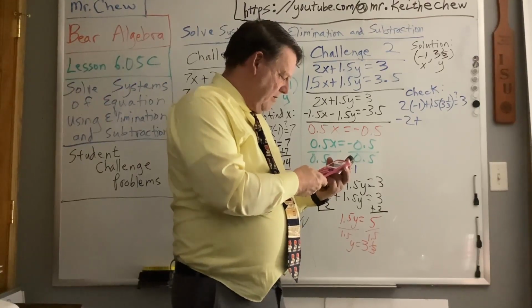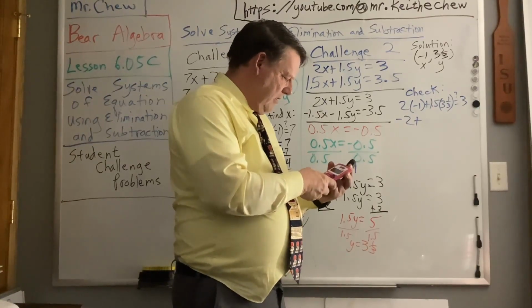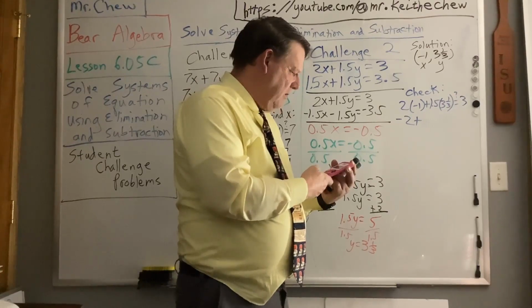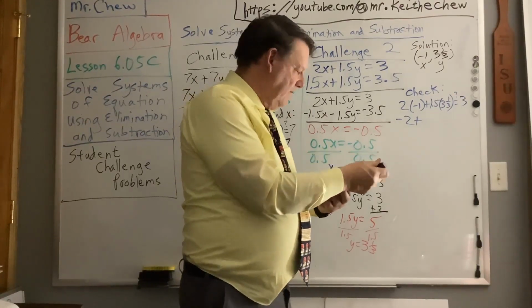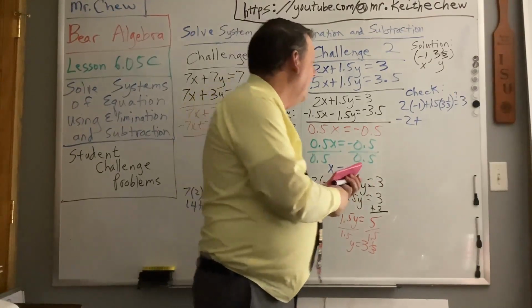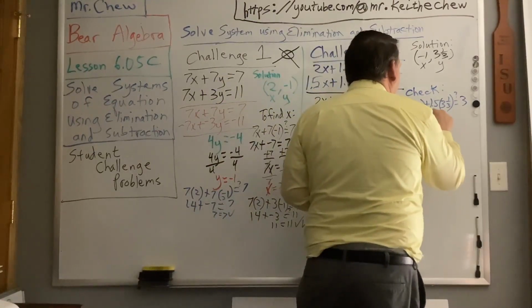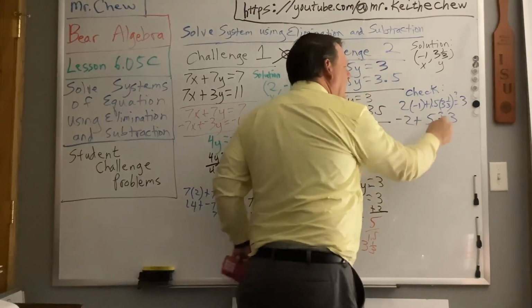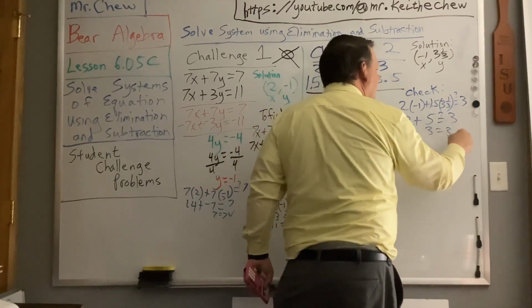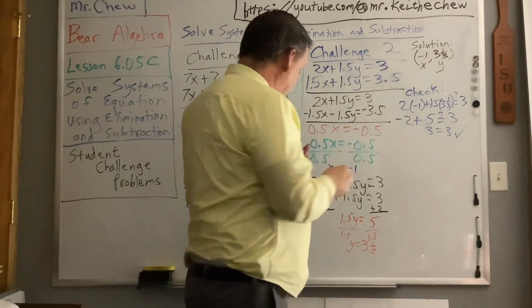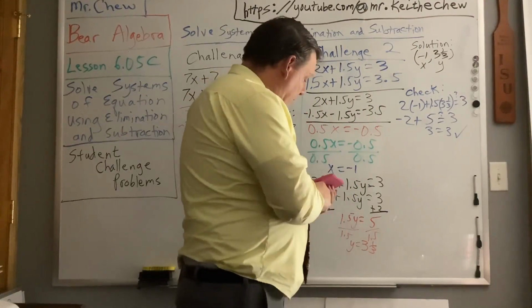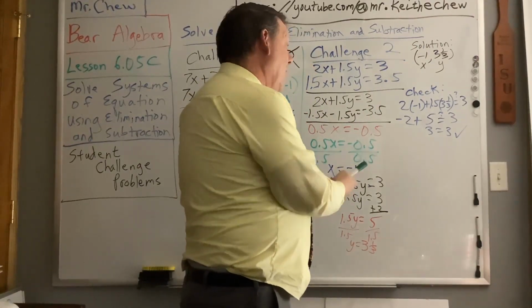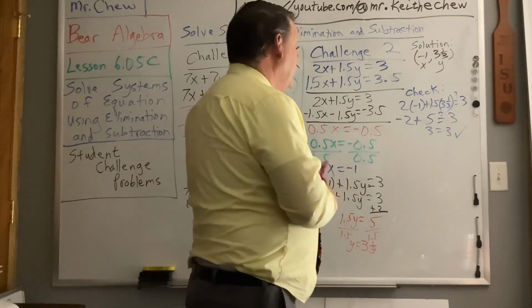1.5 times 3 1/3, and that equals 5. Does -2 plus 5 equal 3? Sure does. That means that that point lies on that first line. And that's the reason why graphing this would be hard, because you're looking at 3 1/3.